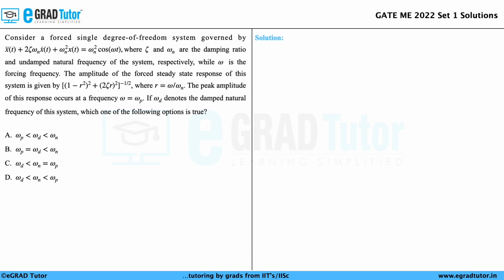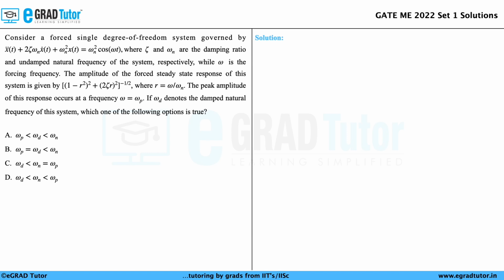Consider a forced single degree of freedom system governed by x double dot of t plus 2 zeta omega n x dot of t plus omega n square x of t is equal to omega n square cos of omega t, where zeta and omega n are the damping ratio and undamped natural frequency of the system respectively, while omega is the forcing frequency. The amplitude of the forced steady state response of this system is given by [(1 minus r square) whole square plus (2 zeta r) whole square] whole power minus 1 by 2, where r is equal to omega by omega n.